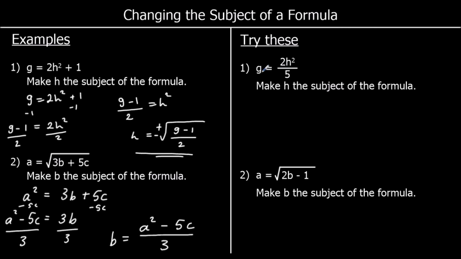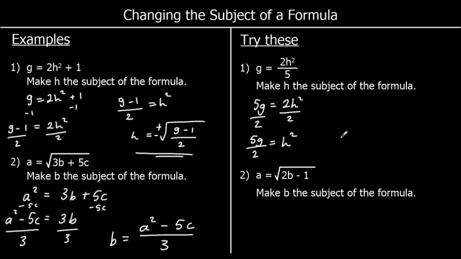At the moment we have g equals 2h squared over 5. The whole side is over 5. So let's get rid of that divided by 5 first, and we'll do that by multiplying both sides by 5. So that will be 5g equals 2h squared. So let's get rid of the times by 2. H squared is times by 2. We'll get rid of a times by 2 by dividing both sides by 2. So 5g over 2 equals h squared.